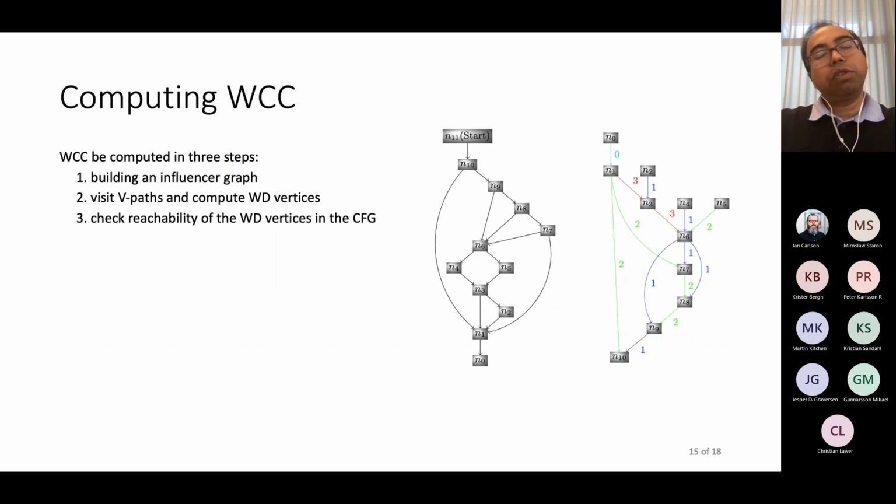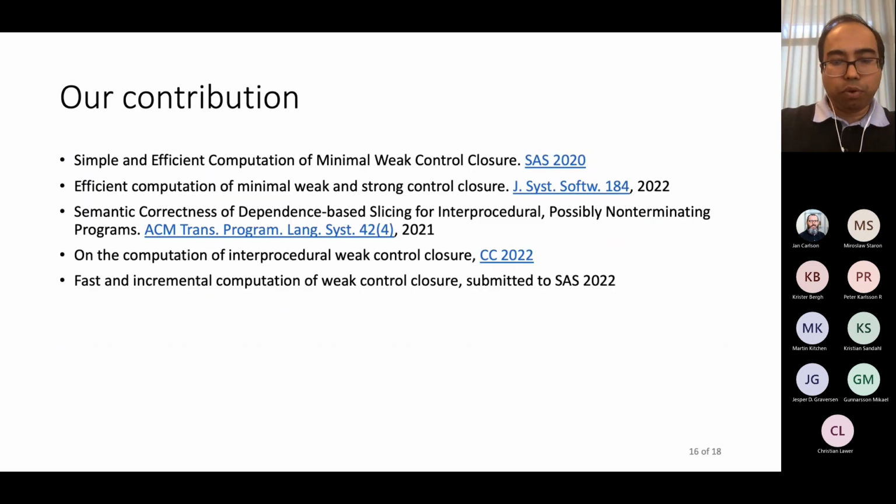I will not go into the details of how we compute this, but we have many contributions in this area. For example, in these two works, in SAS and in the Journal of Systems and Software, we have developed a very efficient algorithm to compute weak and strong control closures. Then in the third work here, we extend it to interprocedural programs, and in this work we have computed interprocedural WCC.